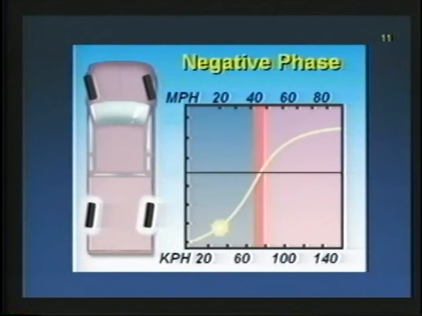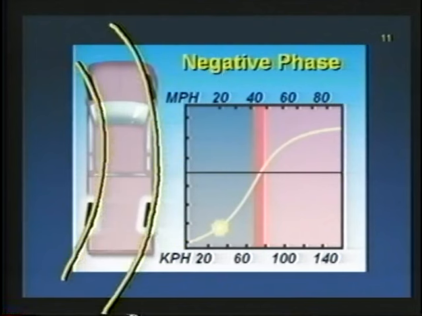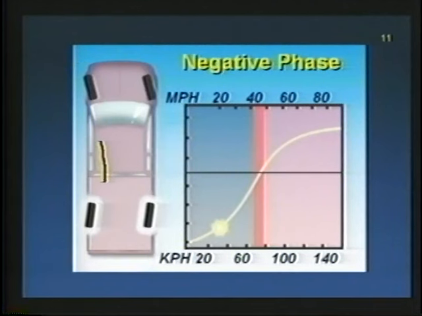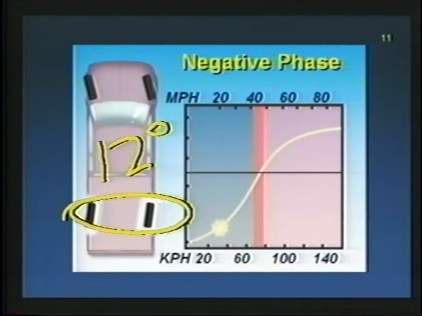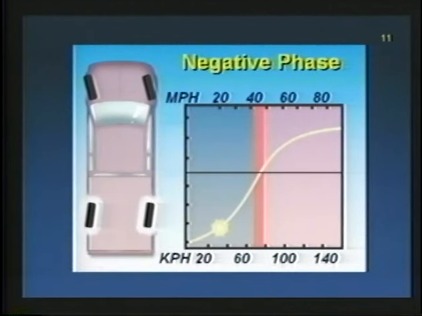So, turning the rear wheels in the opposite direction from the front, you can see that's what gives us our tighter turning radius, or our smaller turning radius. Now, there's one number that isn't in your book that we want to share with you. It's 12 degrees. 12 degrees is the maximum amount of rear wheel movement that you'll see at the rear wheels in that negative phase. Well, now that we know about the negative phase, we have to speak about neutral.